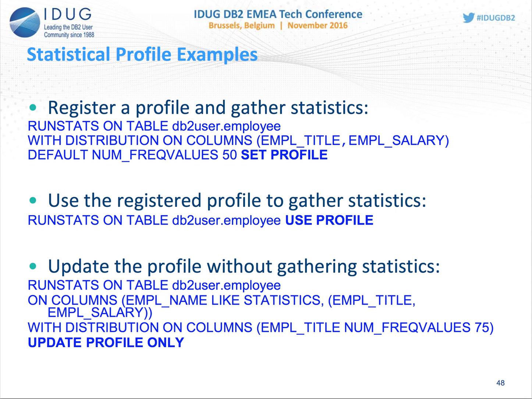Real-time stats will use some of the options. There are some, like the sampling options, that it won't always use. But yes, it'll use the column group stats.